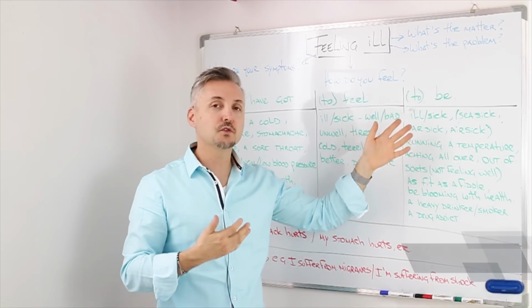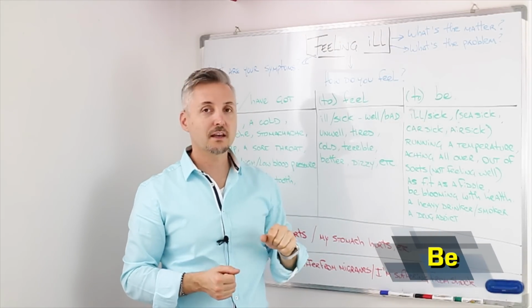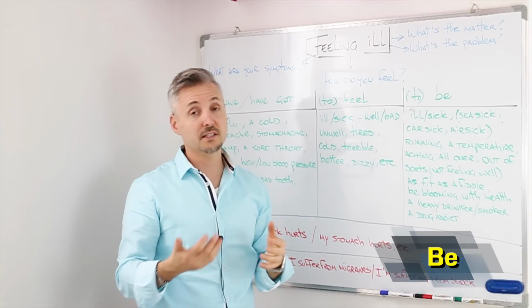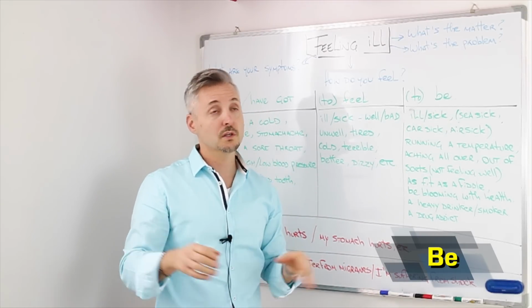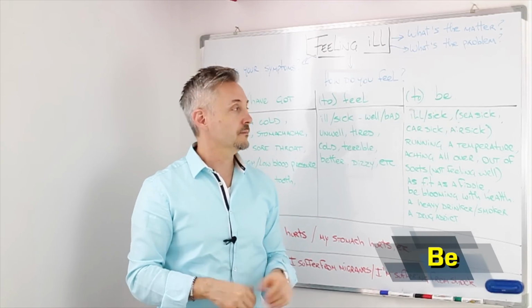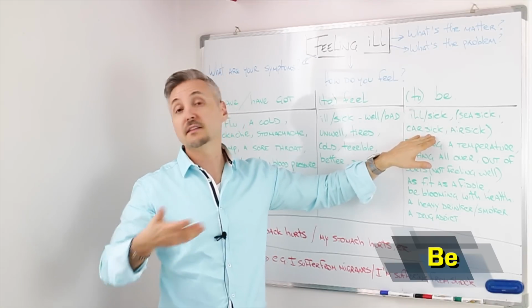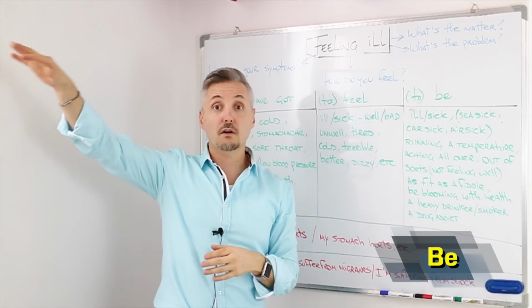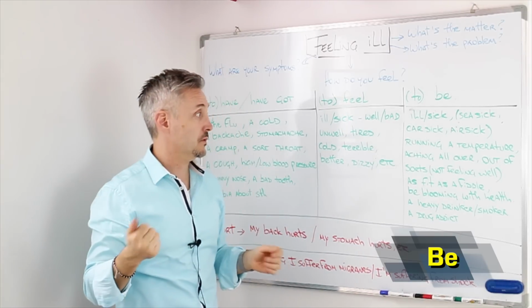Let's talk about the verb to be. I am sick, I am ill, I am seasick, for example, if you are on a boat and you feel like vomiting. I am car sick, the same thing if you're in a car. I am air sick if you are on a plane, for example.